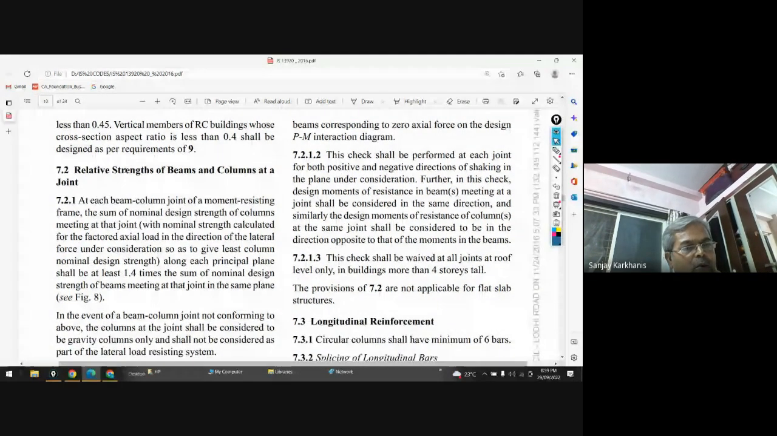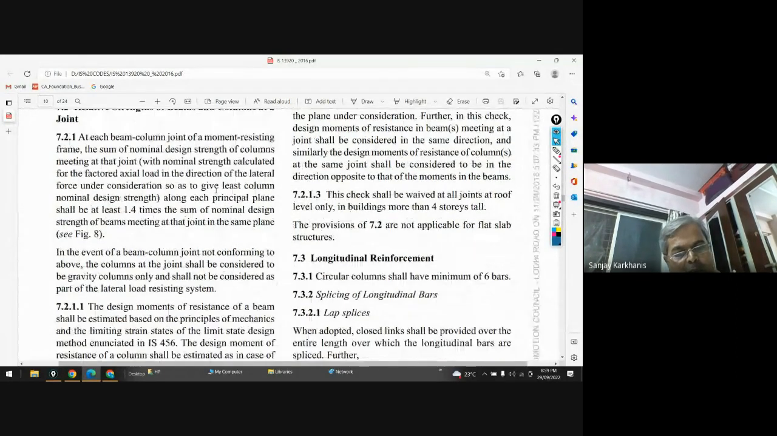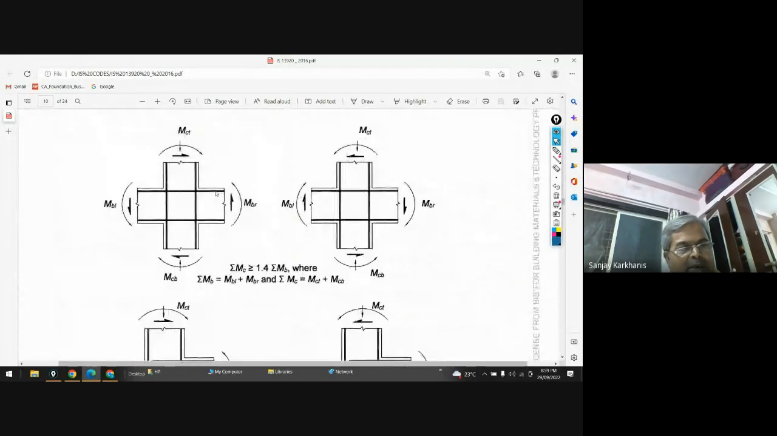Okay, then you can go with relative strength of beams and columns at joint. Here I will say that you can go through this, because this is how the pulling and pushing happens when the structure is subjected to lateral loads, what is happening at the joint. The top bar, in a fraction of a second, is getting pulled. Immediately it is getting pushed.